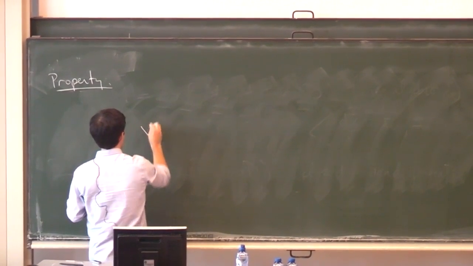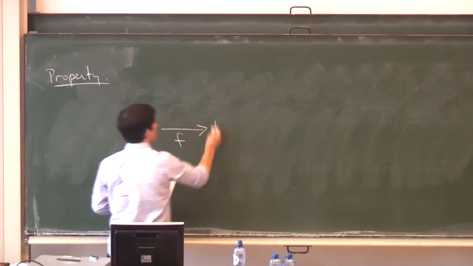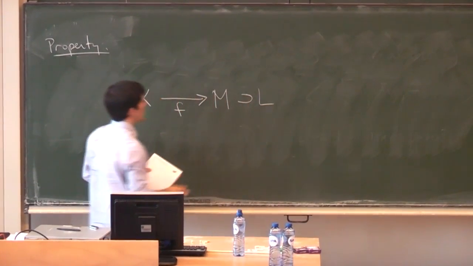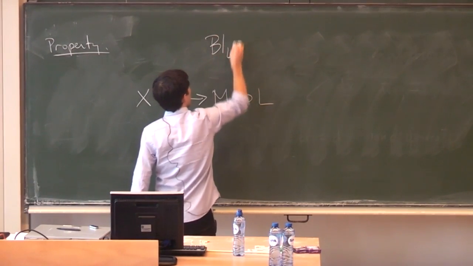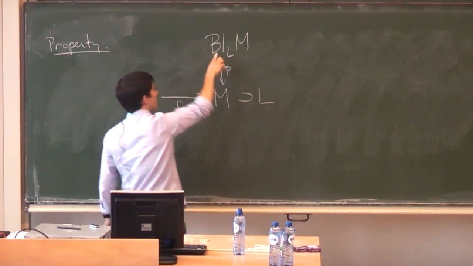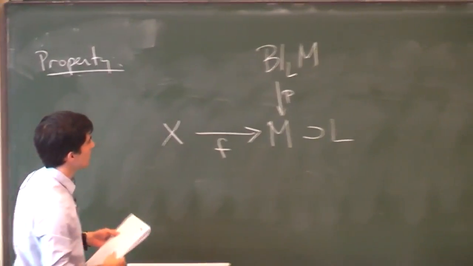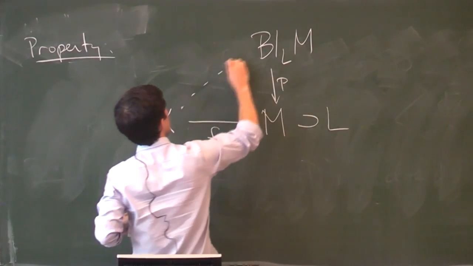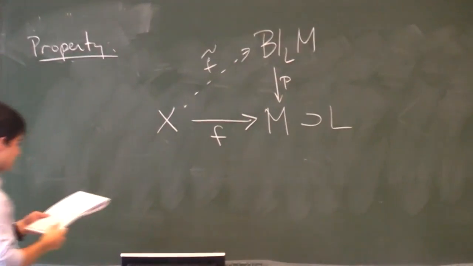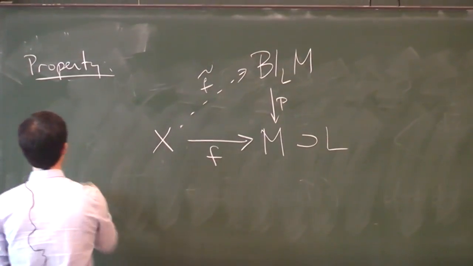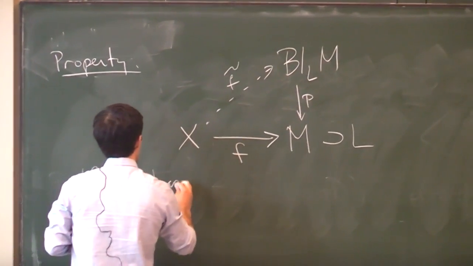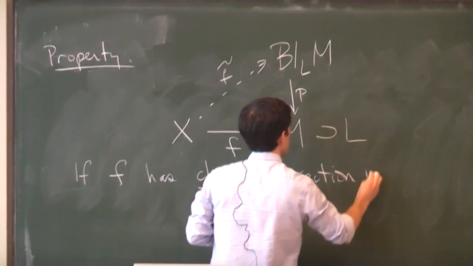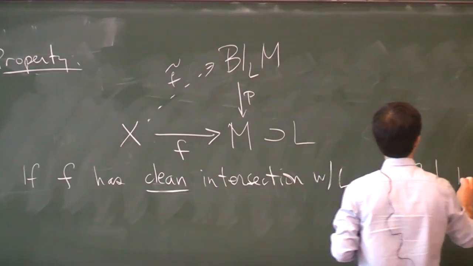If you have a map of something into M, and of course you have this L sitting inside M, and then you have the blow-up. The blow-up comes with the blow-down map, down to M. And so there's a question: if you have a map from X into M, when can you lift this? There's a nice criterion, which is that if F has a clean intersection with L, then there's a unique lift.